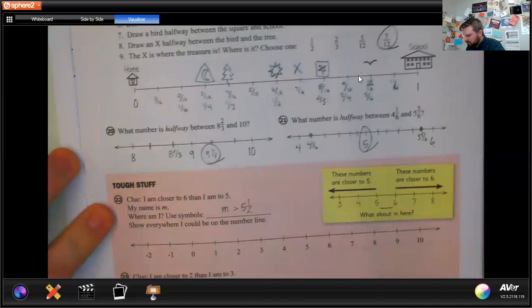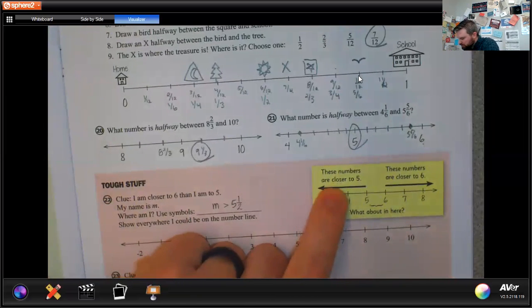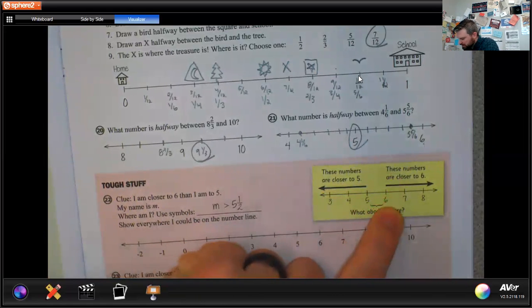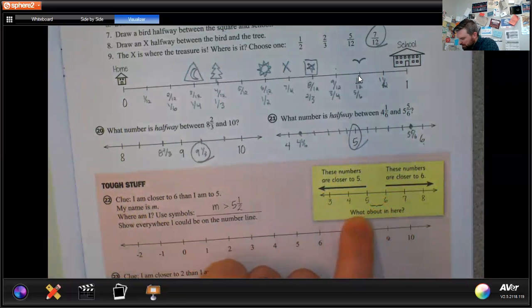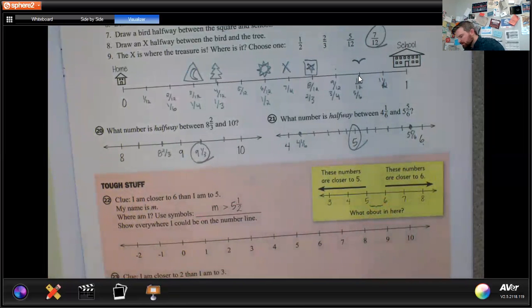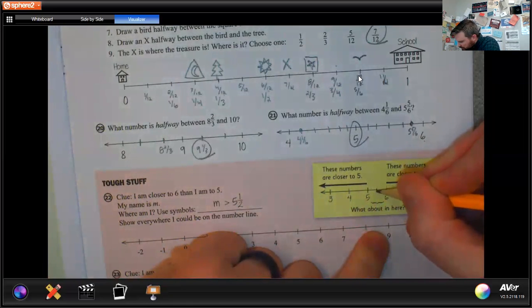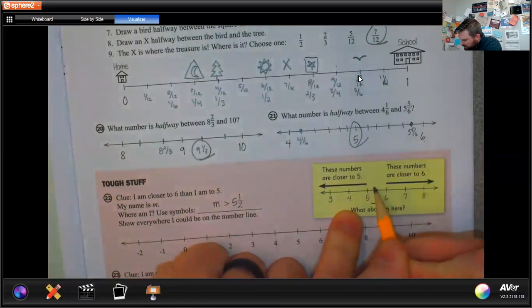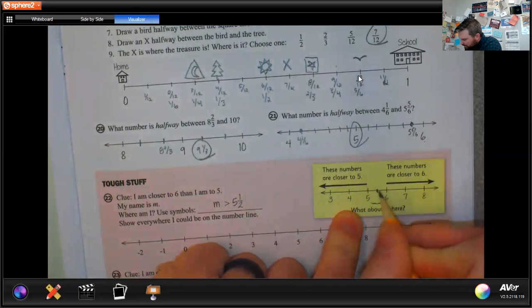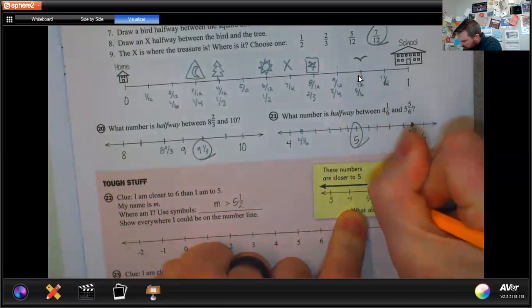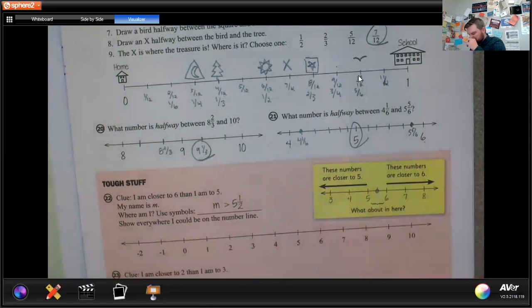Okay, the tough stuff. These numbers are closer to 5. These numbers right here. And these numbers are closer to 6. What about here? Okay, these numbers, if we look at a half, go halfway, from here to here, it's closer to 5, but here to here is closer to 6. So a half is kind of the neutral zone. It's neither closer to 5 or 6.